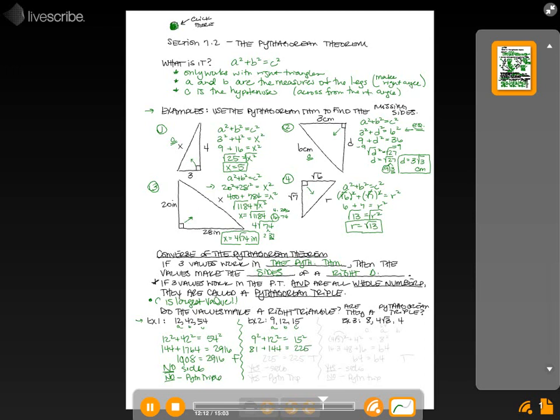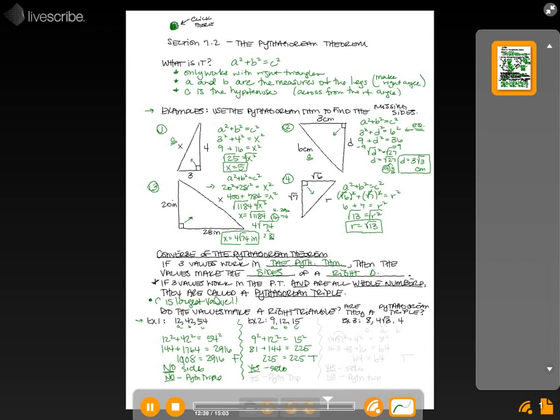And if you don't know any of all those off the top of your head, plug them in your calculator. So now we're going to add 81 and 144. We get 225 equals 225. Okay, this works. This is a true statement. So the answer to the first question, do these values make a triangle? Yes, they do, because it works in the Pythagorean theorem. Okay, if it works, then it's yes, they are the sides of a right triangle.